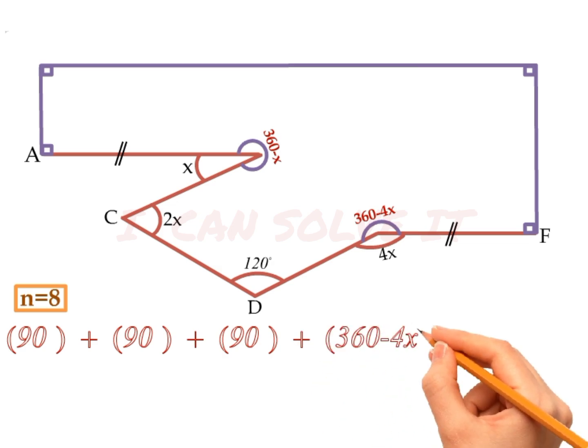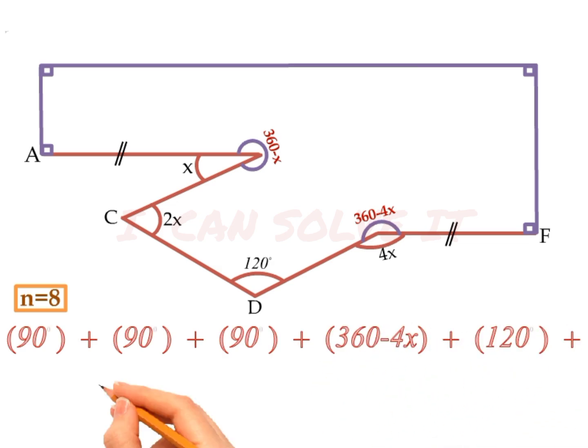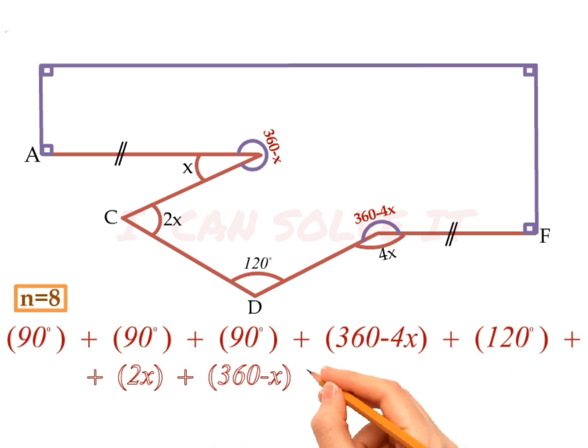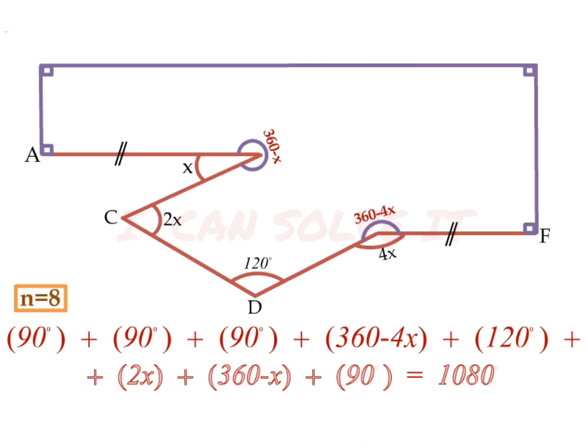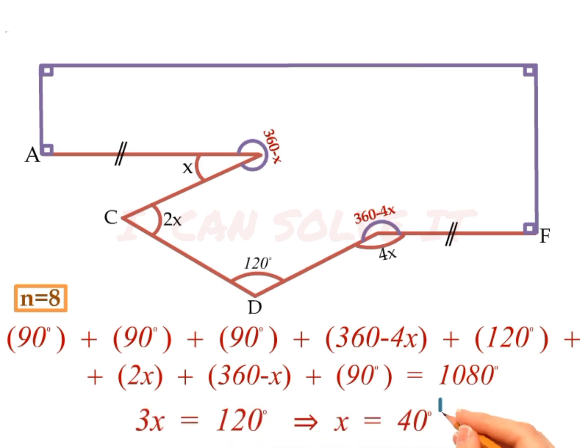Observe that there are 4 right angles there. Now we equate this sum to 1080 degrees. The resulting equation is a basic algebra. We collect like terms and isolate x. We see that x equals 40 degrees, and the problem is solved.